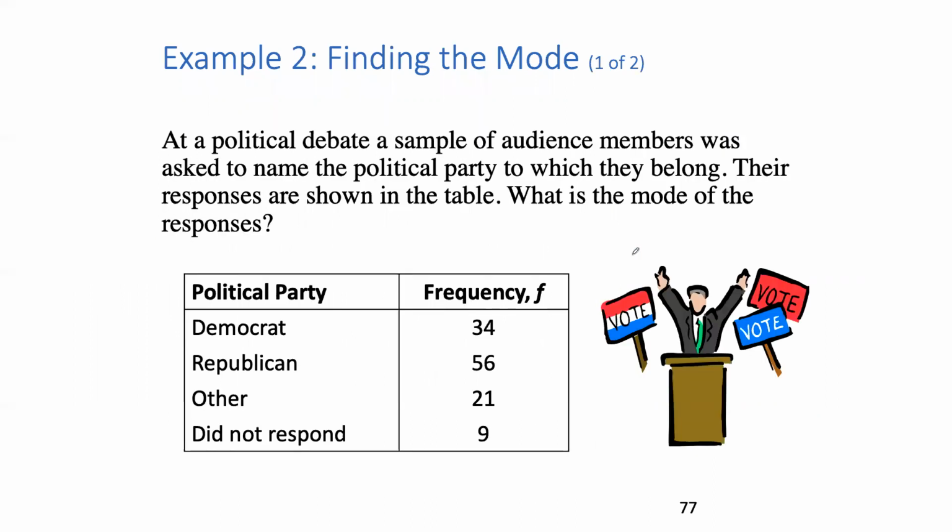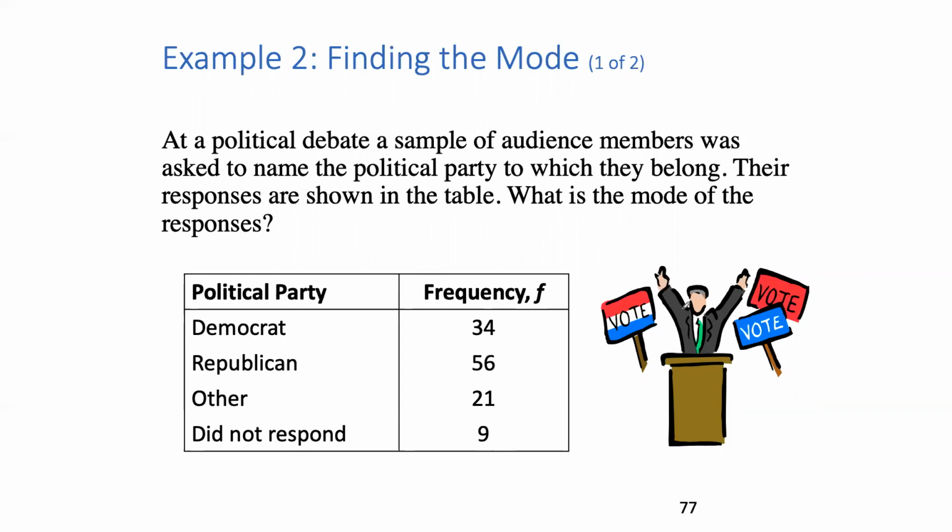So here's a second example. At a political debate, a sample of audience members were polled, and they were asked to name what party they belong to. Now, 34 of the people polled said they were Democrats, 56 said they were Republicans, 21 said other, and 9 didn't respond.